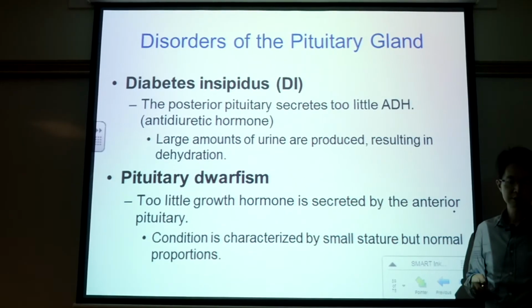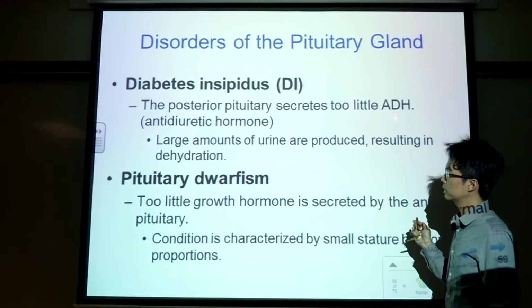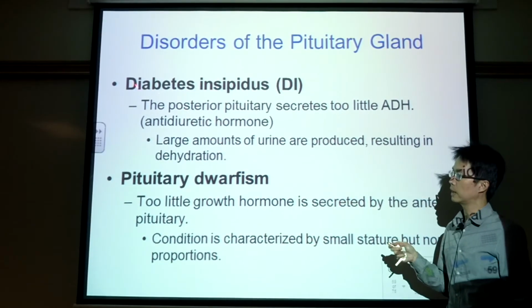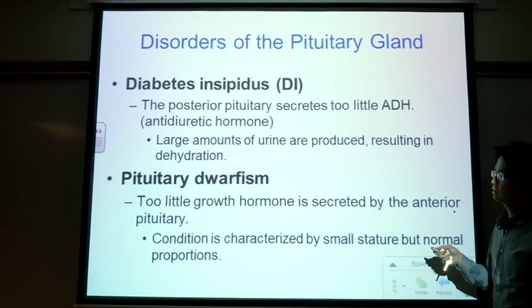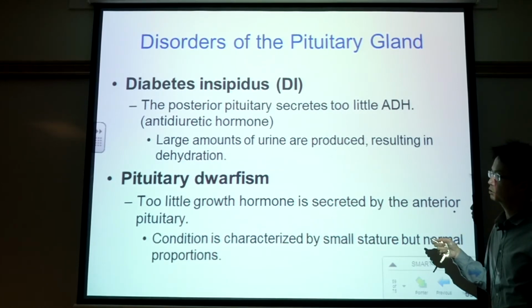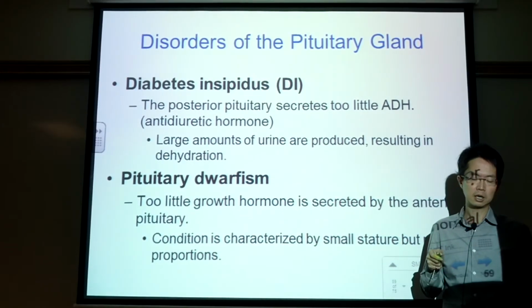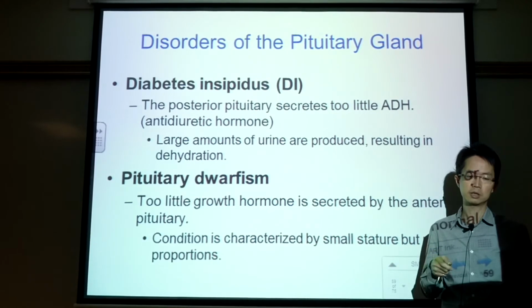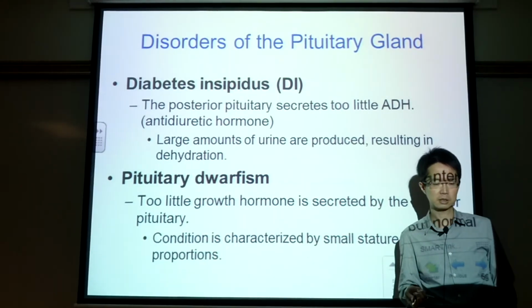So when our posterior pituitary gland secretes a little ADH, not enough ADH, what will happen? We'll have diabetes insipidus. Diabetes insipidus means that we will produce too much urine because we don't get enough ADH, resulting in dehydration. So if we have damage to the posterior pituitary, it secretes less ADH, and then we'll have a large volume of urine produced, which will make us dehydrated.